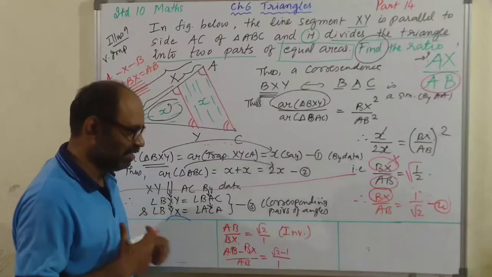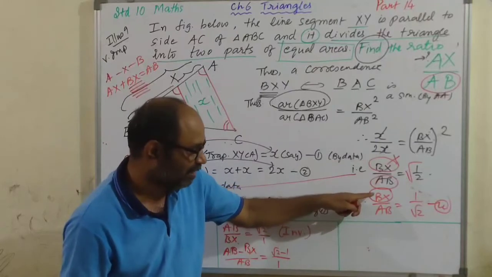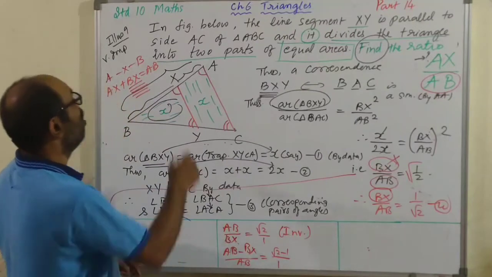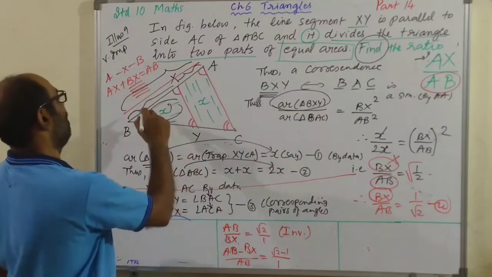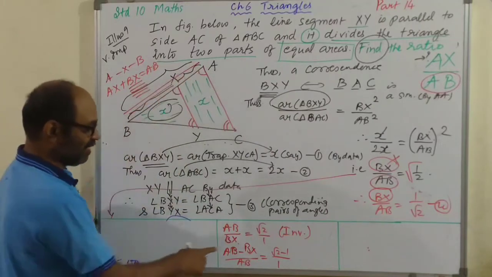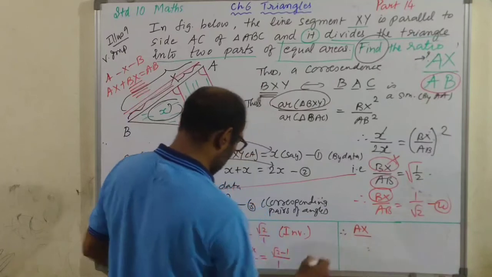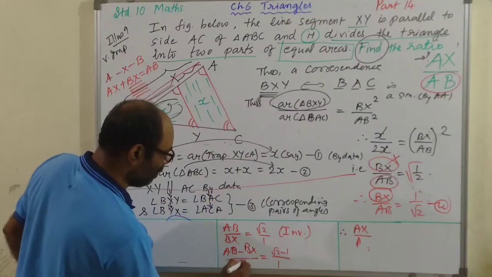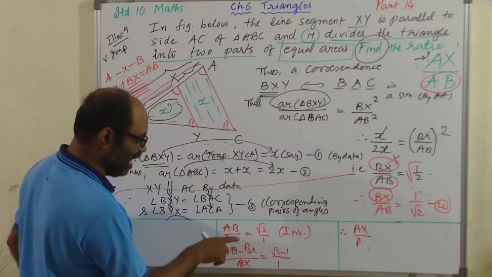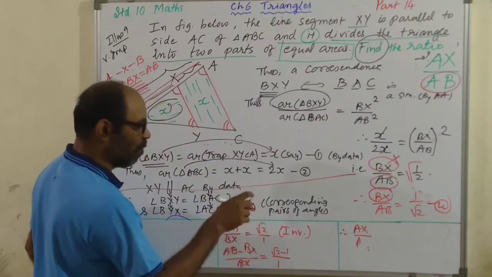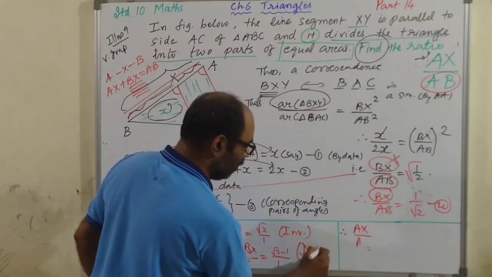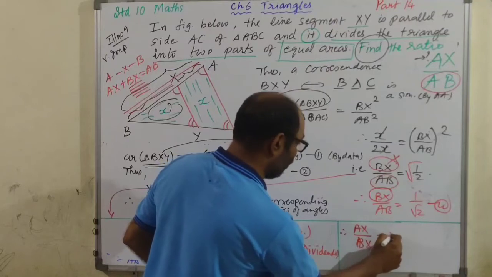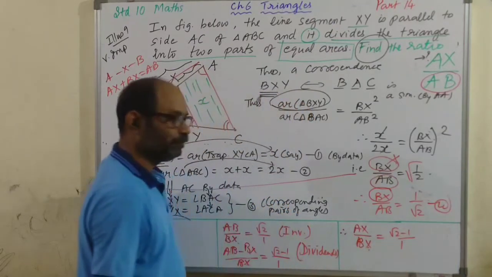Are you getting me, children? I made mistake. While invertendo use करते समय AB upon BX लिखना चाहिए. By mistake I wrote AX. चलिए. Now पूरा साइड AB उसमें से BX माइनस करो तो क्या मिला? AX. That's it. Therefore, AX upon BX रहेगा. AB minus BX upon BX. Root 2 minus 1 upon 1. This is dividendo. Dividendo. Alright. So now AX upon BX is equal to root 2 minus 1 upon 1.